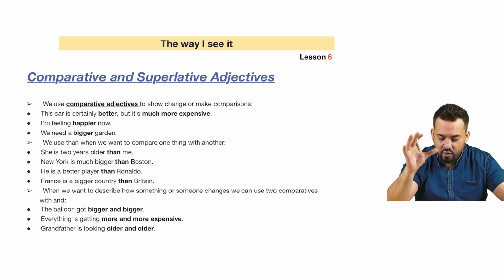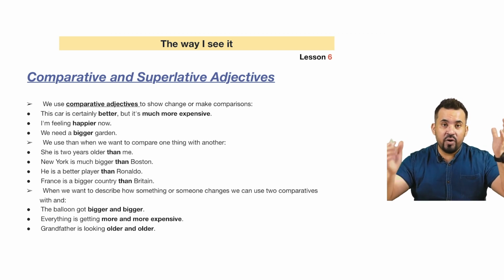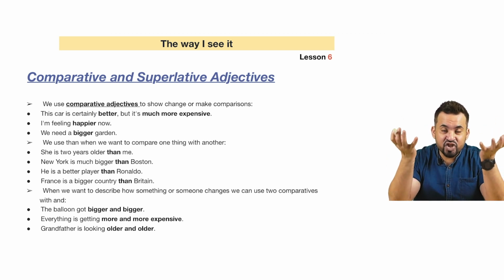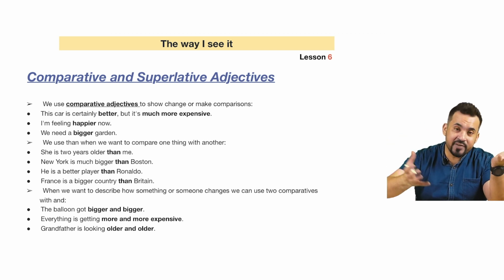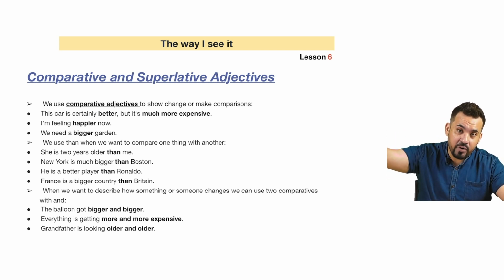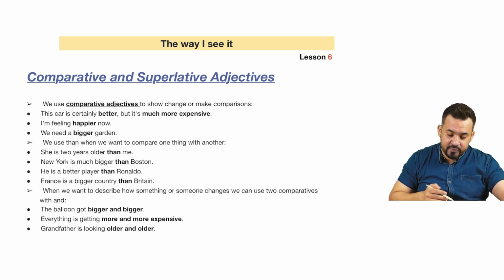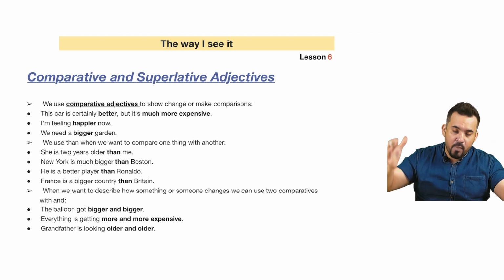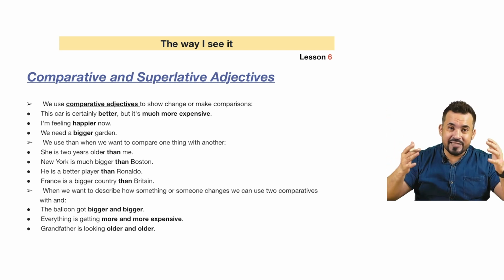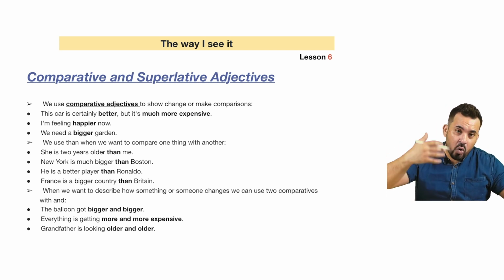Okay, now when we want to describe how something or someone changes, we can use two comparatives. Okay, and we use and. So if you want to say how something changes, we use two comparatives and we use and. For example, the balloon got bigger and bigger. Everything is getting more and more expensive. Grandfather is looking older and older.